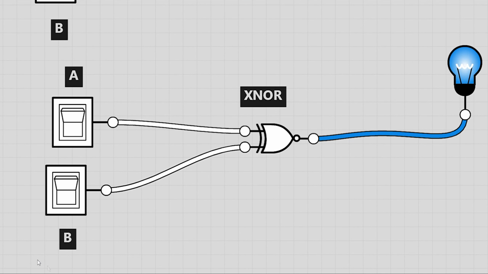When both the inputs are 0, the output is 1. And when one input is 1 and the other input is 0, the output is 0. When both the inputs are 1, the output is 1. That's it.